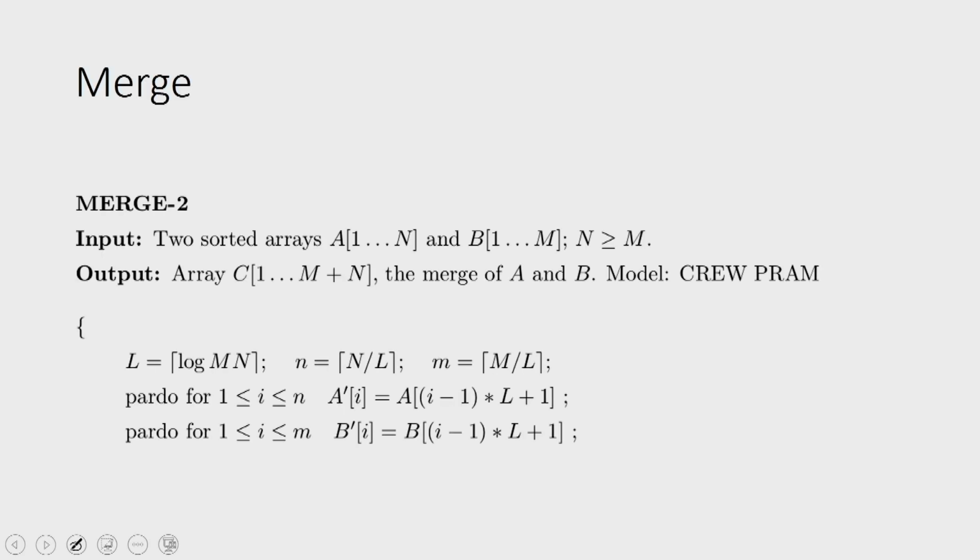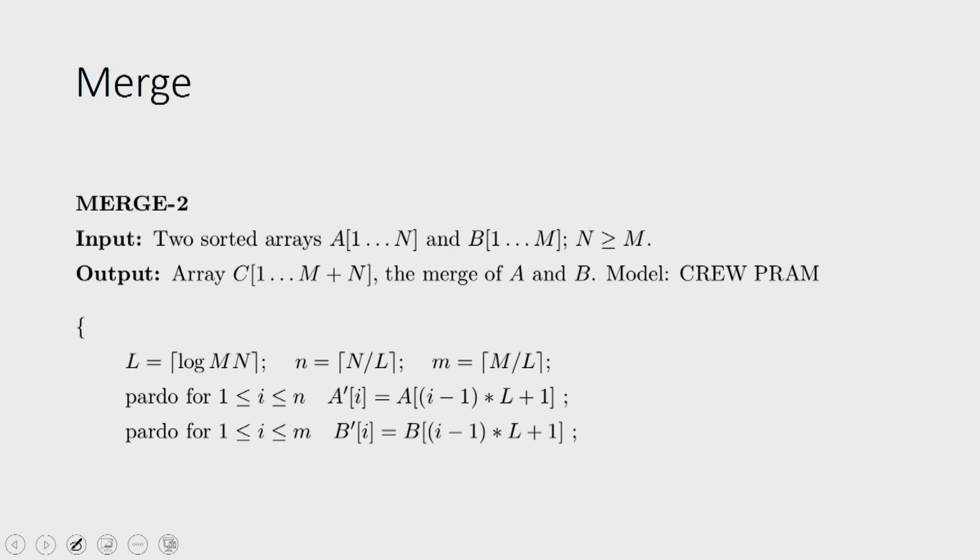So putting all together, we can now look at the code of the algorithm. So here we have an algorithm for merging two arrays. We have two sorted arrays of sizes n and m respectively, capital N and capital M. Let us assume that capital N is greater than or equal to capital M.